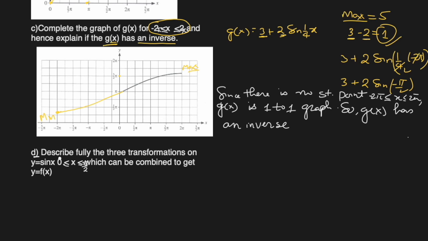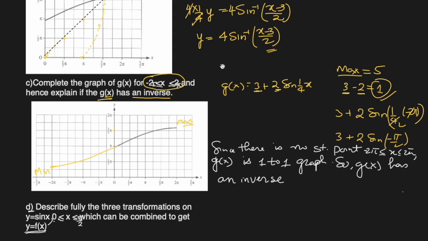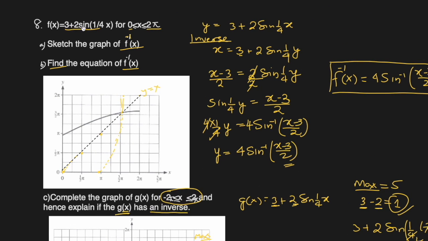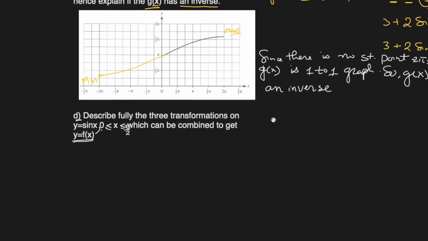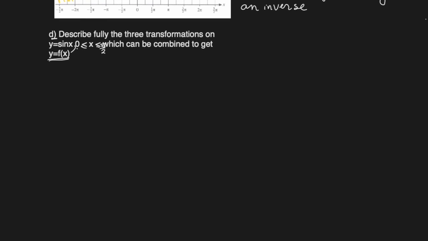D. Describe fully the three transformations on y equal to sine x, and the domain given is 0 to pi by 2. Can we combine to get y equal to fx? Fx means the previous one, the first part. This one, 3 plus 2 sine 1/4 x. Oh, exactly, they are the same thing. Only the domain was different. So let me write here. What they mean here is y equal to 3 plus 2 sine x.